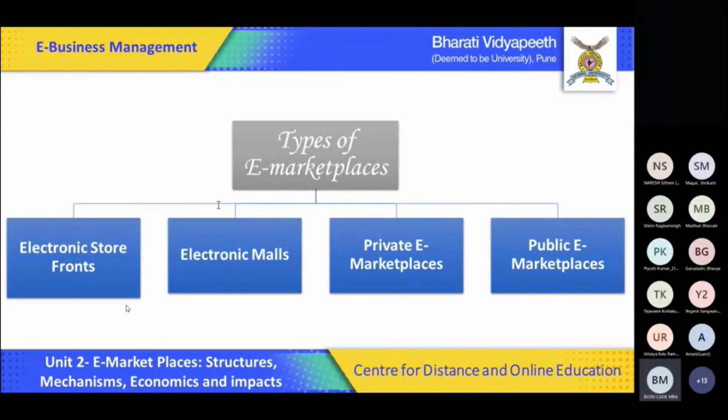Now let's see what exactly comes under the types of stores and malls. So here, electronic malls are there. Let us check what exactly comes under the electronic malls. Before we proceed with the electronic malls, I just want to tell you that these types of stores and malls, like the storefronts, have various types. First is general stores or malls. These are large market spaces that sell many types of products, for example, Amazon.com.